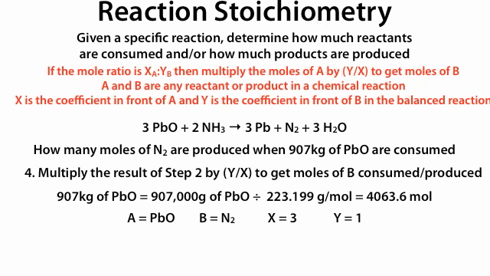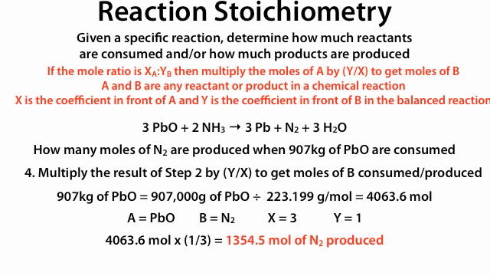Step 4. Multiply the result of step 2 by y over x to get moles of B consumed or produced. So we're going to multiply the result of step 2, which was that we have 4,063.6 moles of PbO, by y over x, which in this case is 1 over 3. 4,063.6 moles of PbO times 1 over 3 gives us 1,354.5 moles of N2 produced, which answers the question.